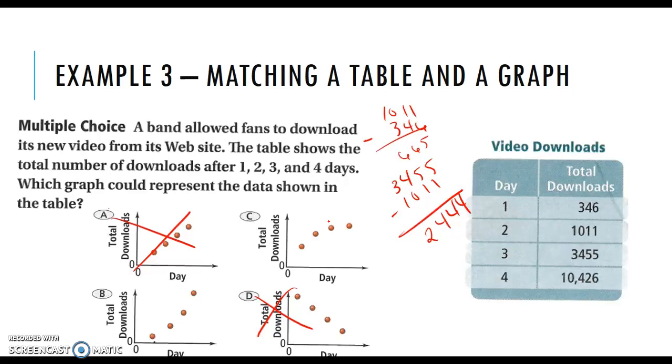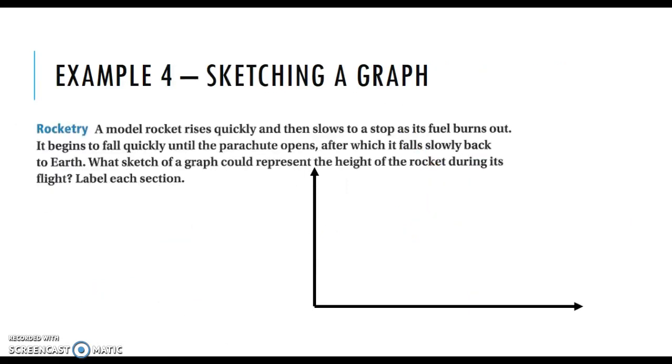To know the difference between these two, I'm going to look at the fact that there's a big jump from 3,455 to 10,000. This does not show that big jump from 3,455 to 10,000. So our answer has to be B, because that matches our data. That's the one we will choose, because again, it is the one best matching our data.